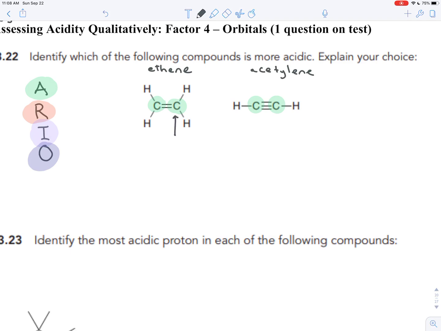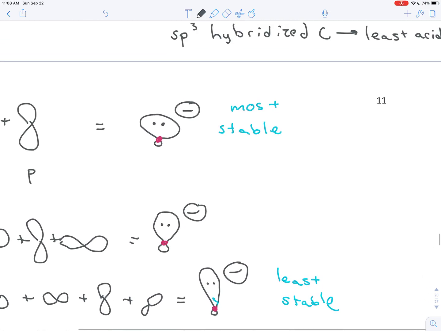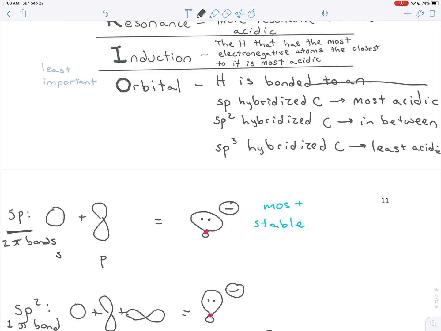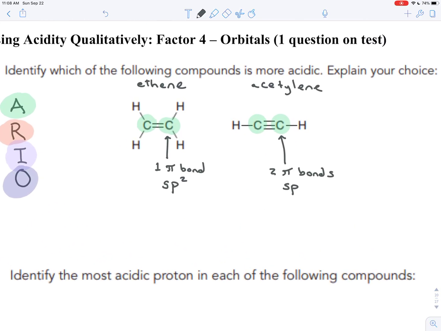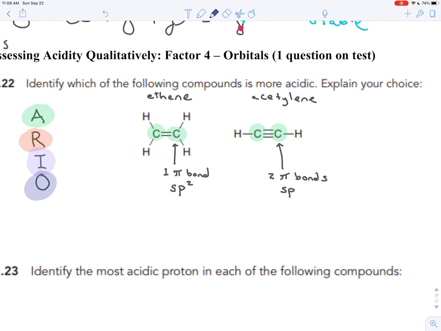This carbon has 1 pi bond. That means it's using one of its p orbitals, so it can only mix the 2 other p orbitals together, and it's sp2 hybridized. The carbons in the other molecule, let's just look at the one on the right, have 2 pi bonds. That means it's using 2 of its p orbitals, so it only has 1 left over, so it's sp hybridized. And what we saw was that the hydrogen on sp hybridized carbons is the most acidic. It's more acidic than a hydrogen on an sp2 hybridized carbon. So this molecule on the right, that's the more acidic one.